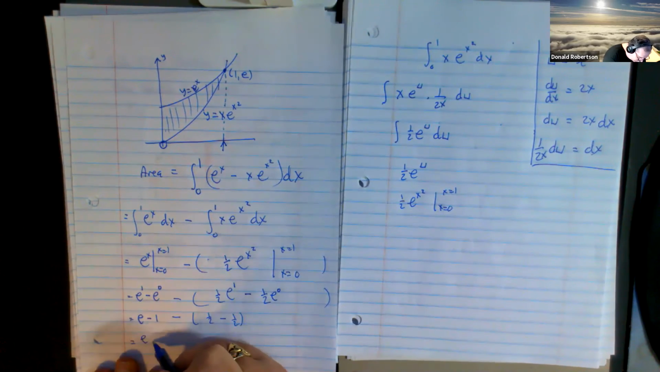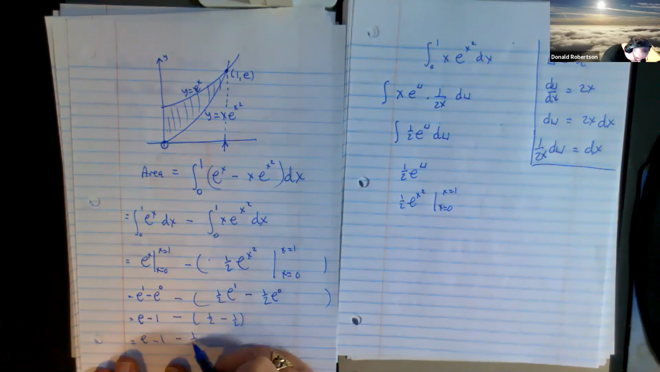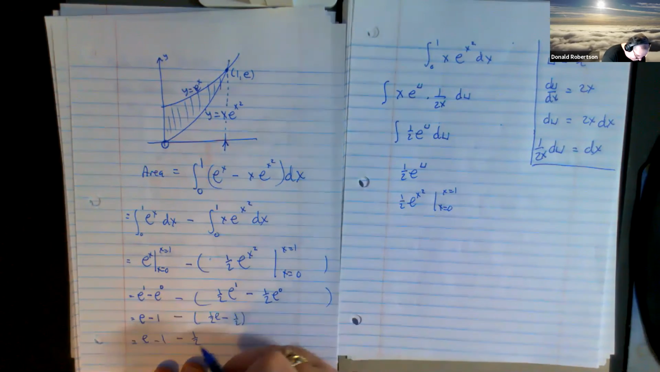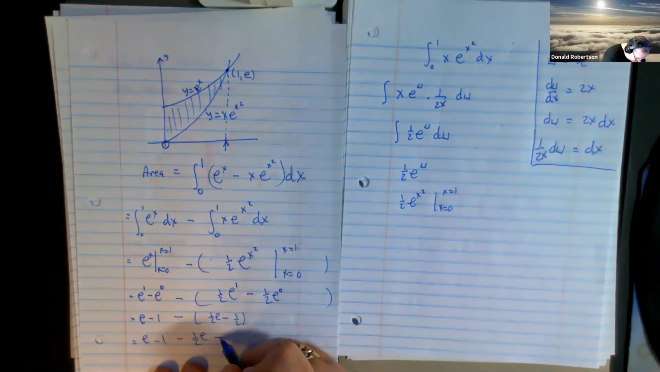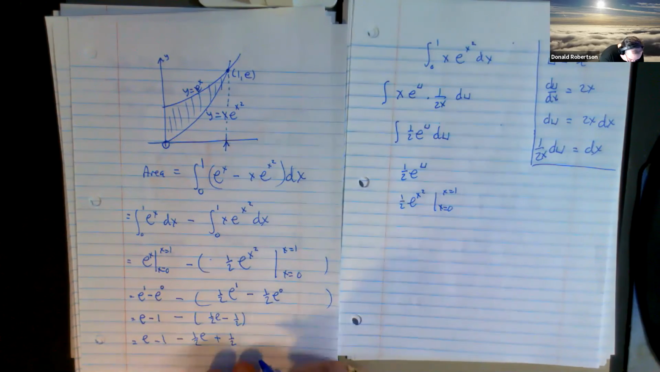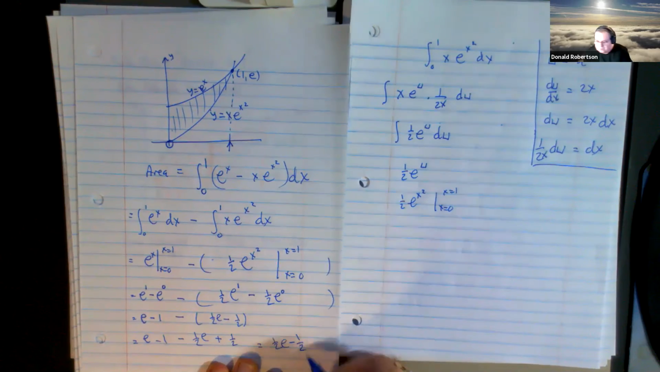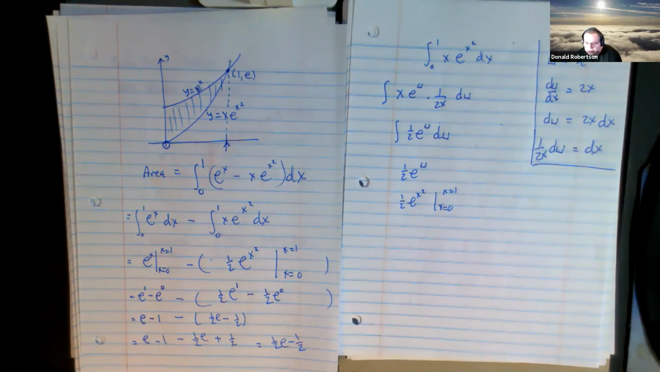That's going to be take away 1/2 minus 1/2. So I'm going to have e take away 1, take away 1/2 e. Take away a takeaway is add. And it looks like I'm going to have 1/2 e minus 1/2. And that's the answer to the area between these two curves.